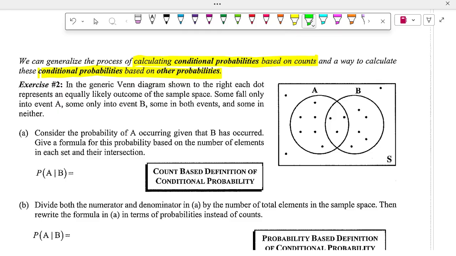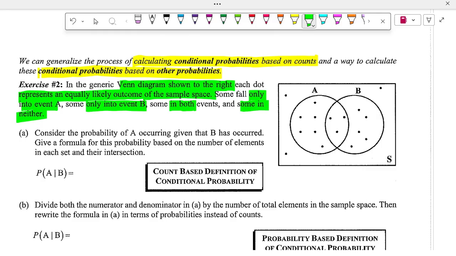So in a generic Venn diagram, shown to the right, each dot represents an equally likely outcome of a sample space. Some fall only in event A, some only into event B, and some in both, and some in neither.